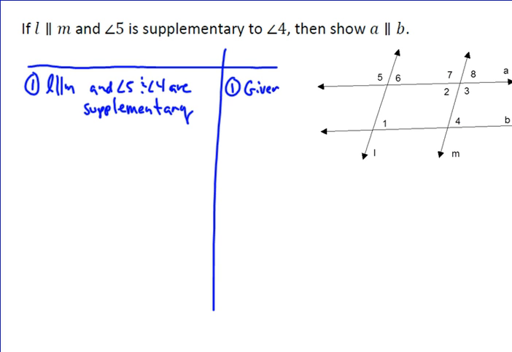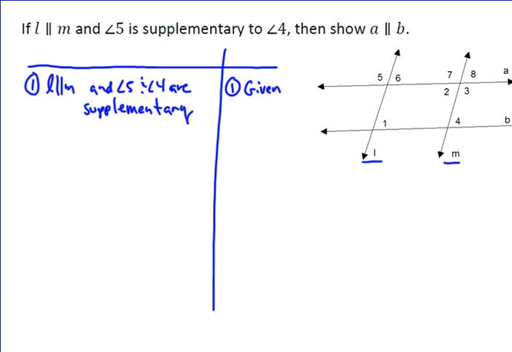Now, I usually advise my students to go through and decide, at least, what can I do? And then if you can't figure out what to do, you go back to your given statements and just start writing stuff down until something comes clear or breaks free in your brain about how to get to this proof. But I'm given that 4 and 5 are supplementary, and I'm given that L is parallel to M.